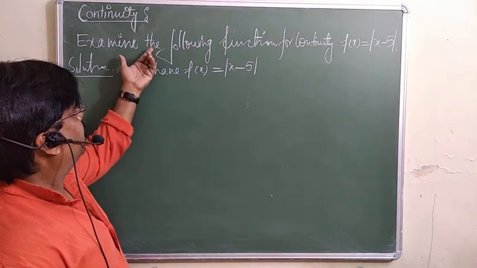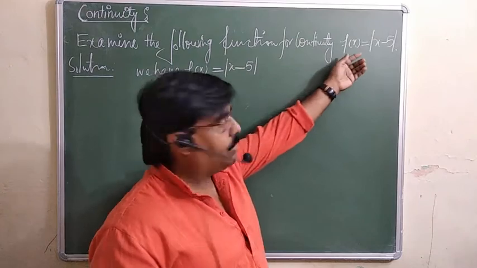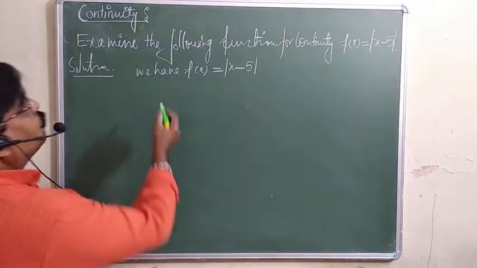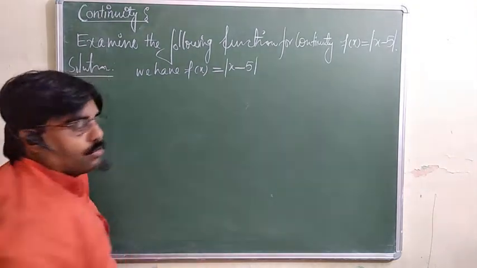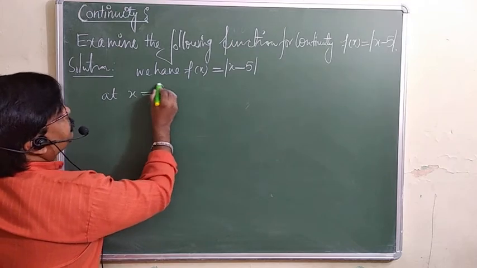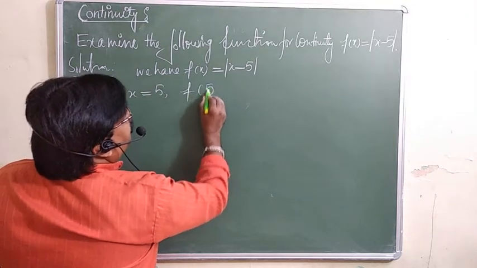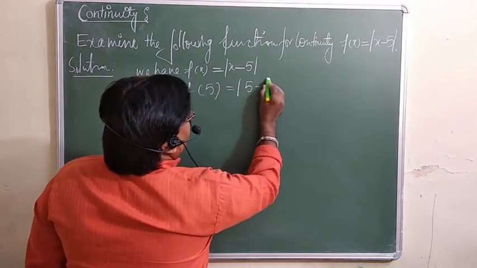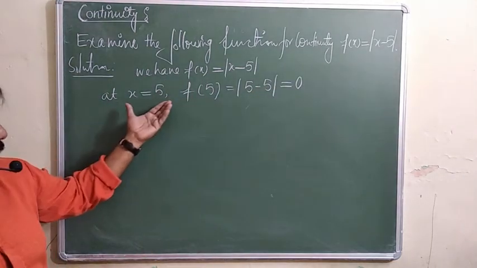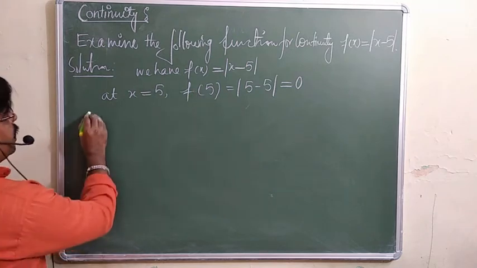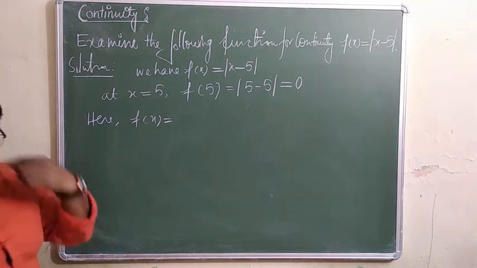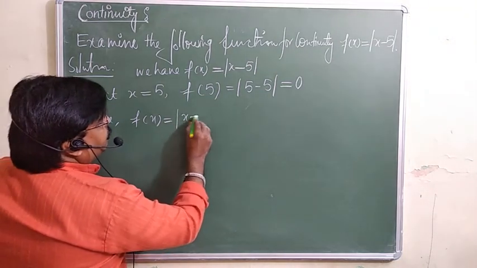Now the question is: examine the following function for continuity, f(x) is equal to absolute of x minus 5. We have given f(x) equal to absolute of x minus 5, so you must check at x equal to 5. So f(5) will be equal to 5 minus 5, which is equal to 0. So at x equal to 5 the value will be 0.